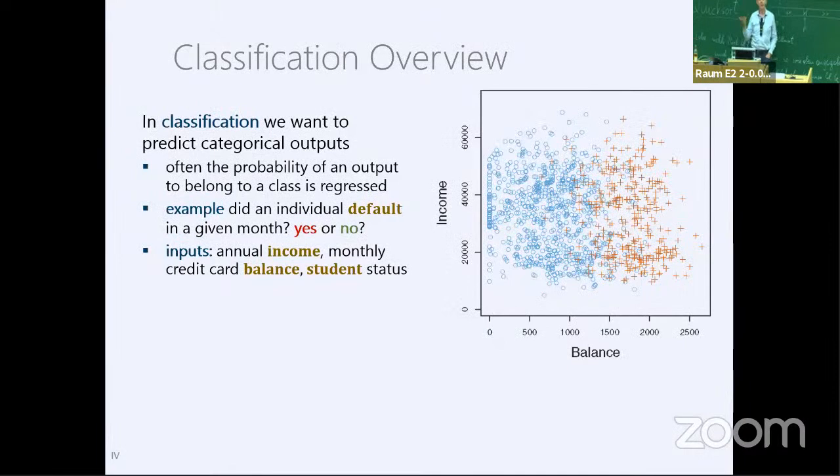Classification is the other side of the medal in machine learning, in predictive data-driven methods. Whereas in regression, the target attribute that we're interested in predicting is continuous valued, numeric, sometimes ordinal, in classification, we want to sort apples from oranges, right?